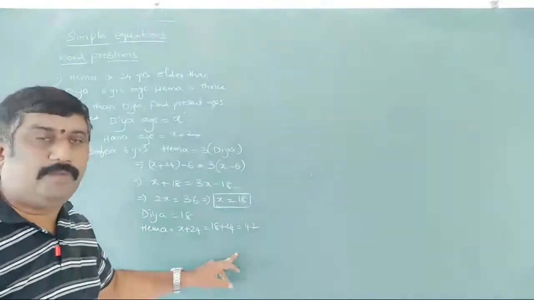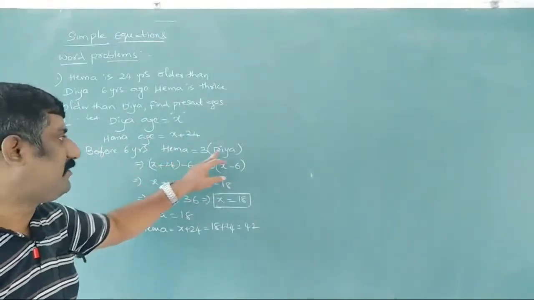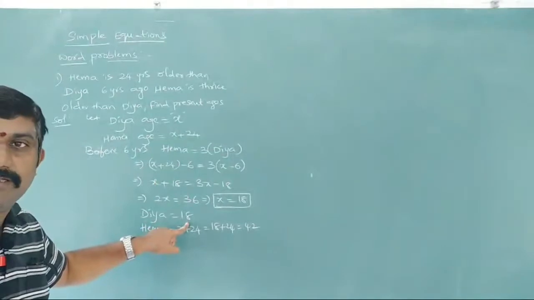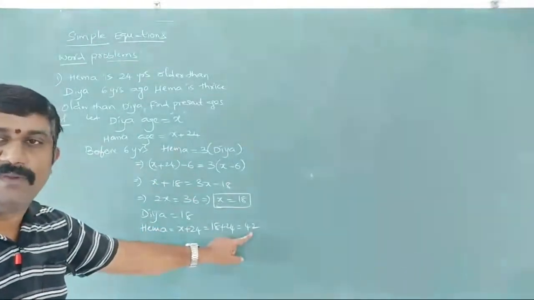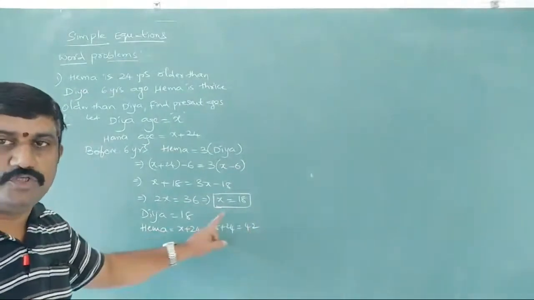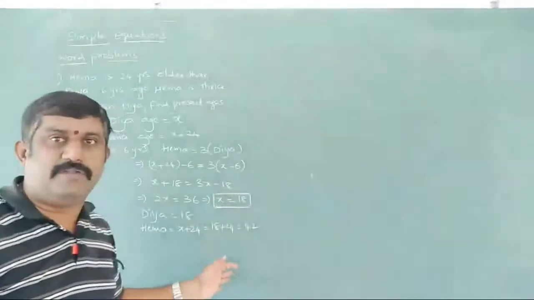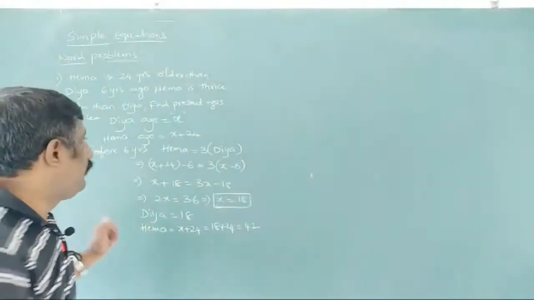Let us check how it is. Before 6 years, Hema's age is 3 times of Dia. Before 6 years, 18 minus 6 is 12, and Hema's 42 minus 6 is 36. 12, 36. So 12 threes are 36 we are getting. So whatever the answer we got, it is correct now. Okay. Let us go with second problem.